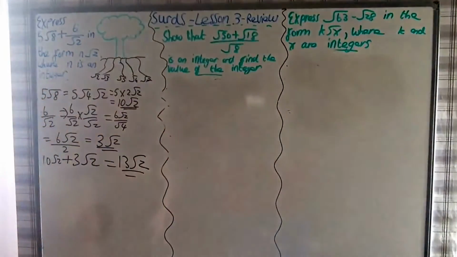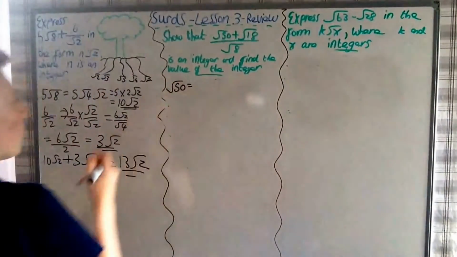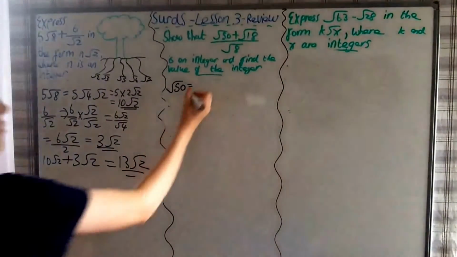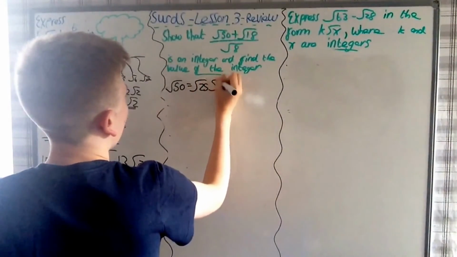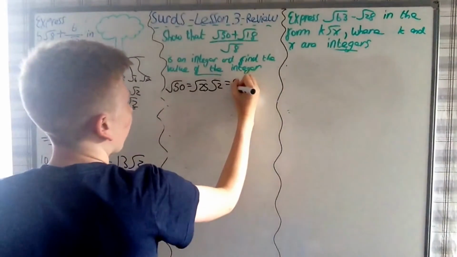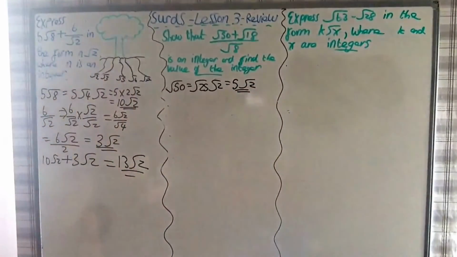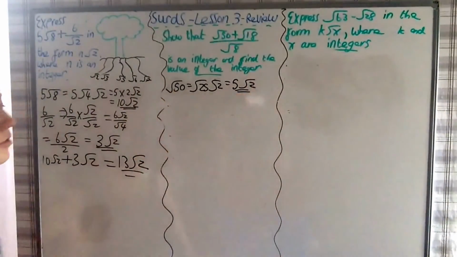So let's consider the square root of 50 initially. Well, we can split that up into the square root of 25 multiplied by the square root of 2. 25 and 2 give us 50. Now the square root of 25 is just 5 multiplied by root 2 is 5 root 2. So root 50 is the same thing as 5 root 2.